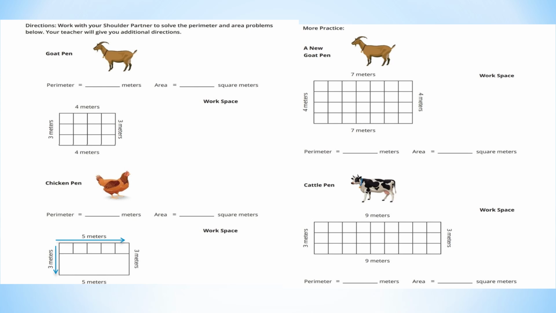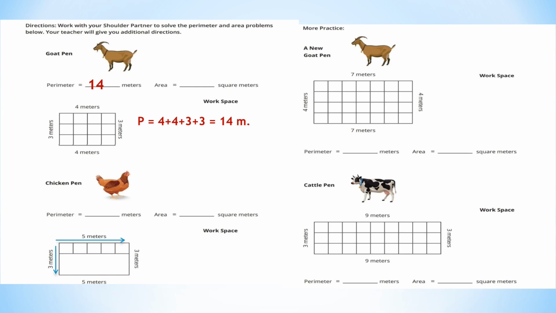I wanted to find the perimeter, so I will add all sides. 4 plus 4 plus 3 plus 3. All of them equals what? Equals 14. So I will write 14.